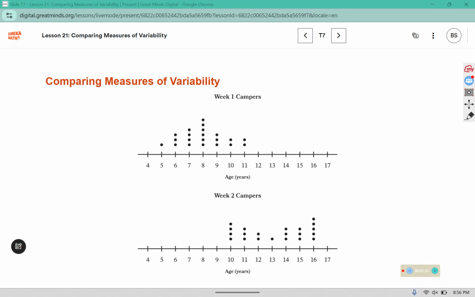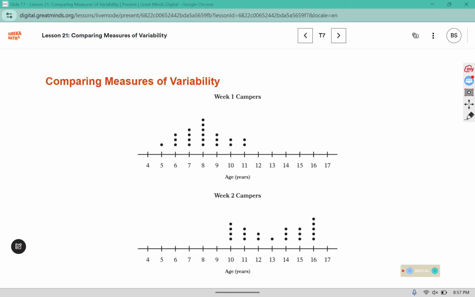Based on the dot plots, how does the variability of ages in week 1 compare to the variability of ages in week 2? Why? Well, the ages in week 1 have less variability than in week 2, which we saw from the interquartile range, the IQR, which was lower or less for week 1 and greater in week 2, meaning it has more variability, and this one has less.